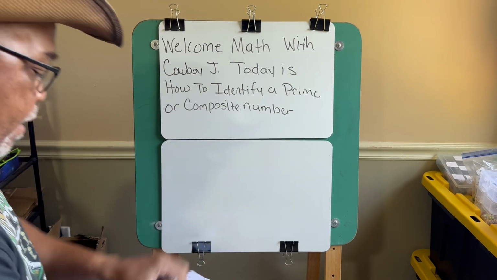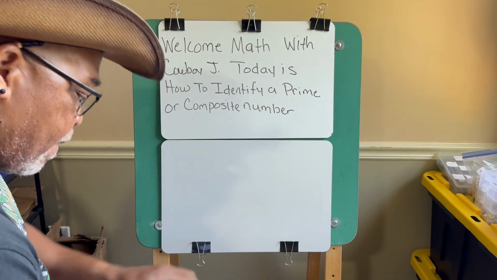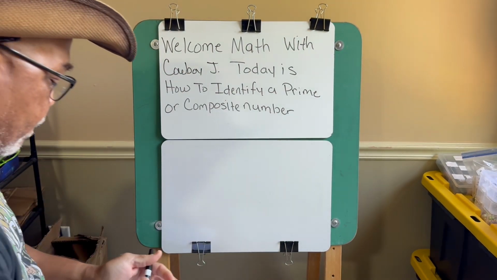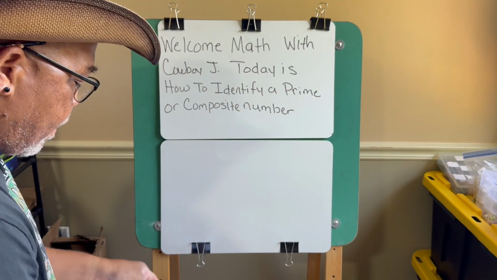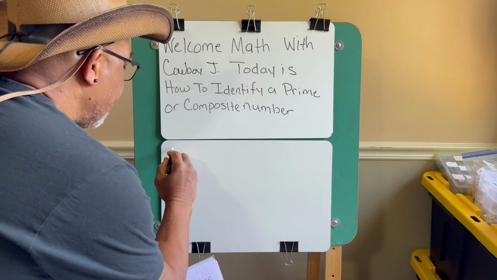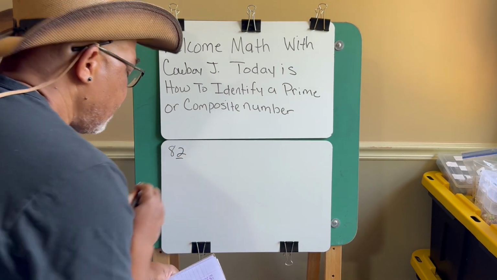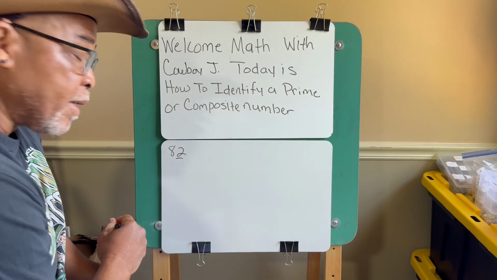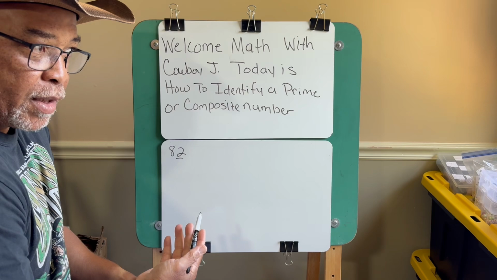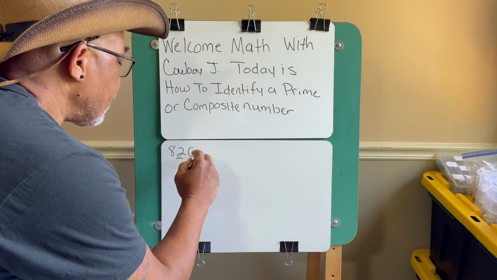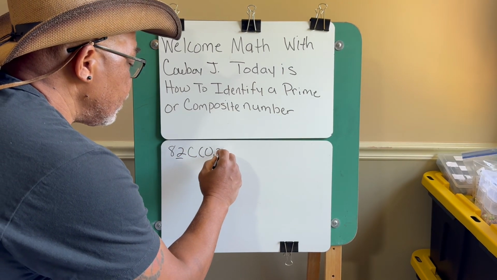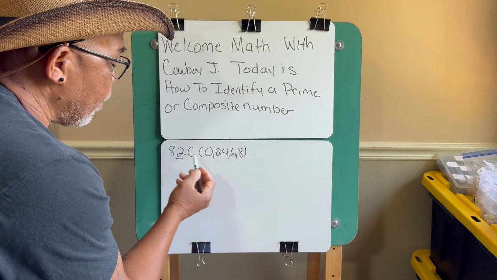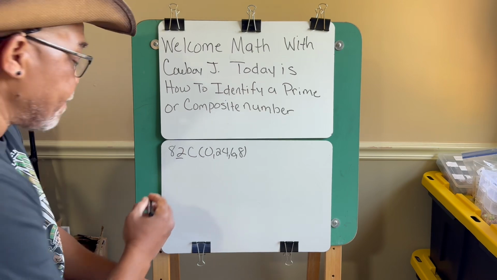All right, let's do some samples and examples. For example, if we have the number 82, we underline the 2. We see that 2 is an even number. So if someone asks you, how do you know it's a composite? You go 0, 2, 4, 6, 8. That tells people that you know why this is a composite.